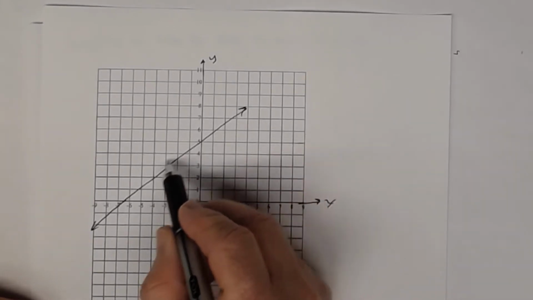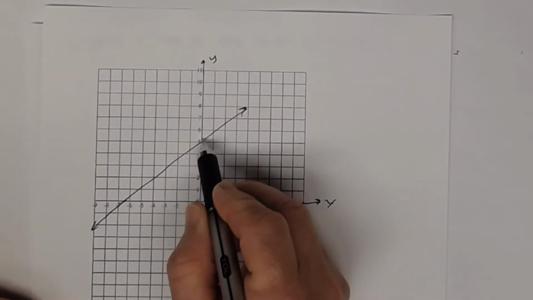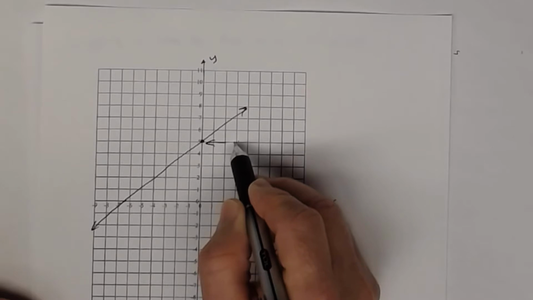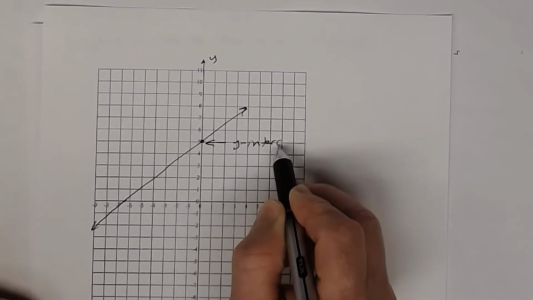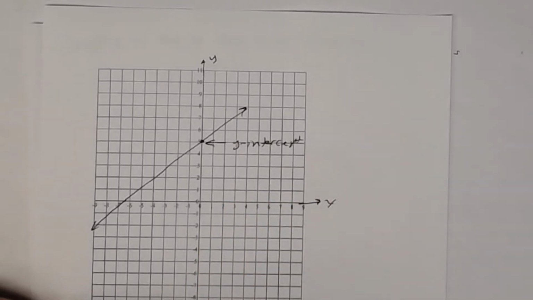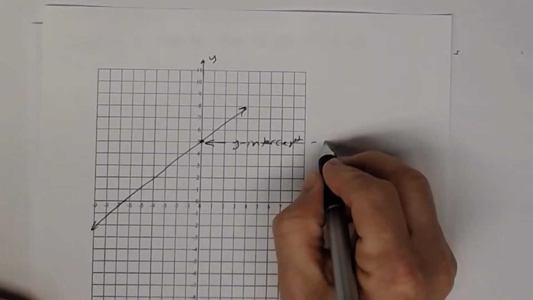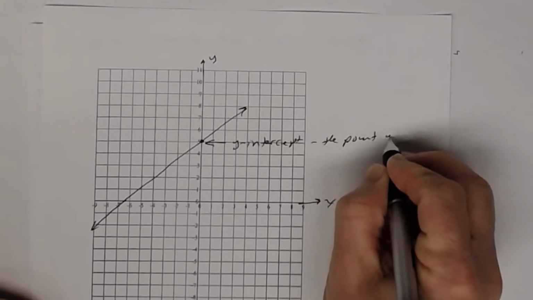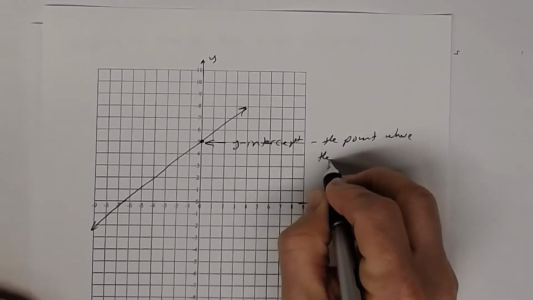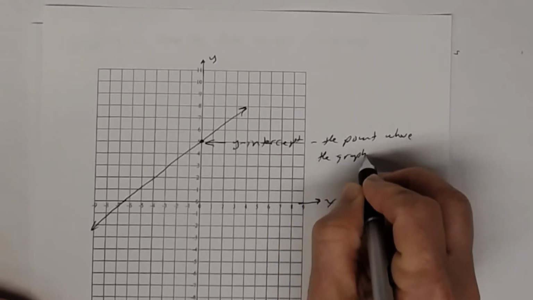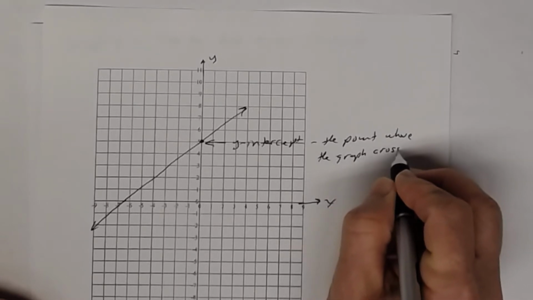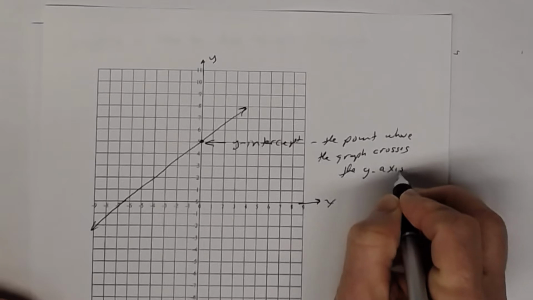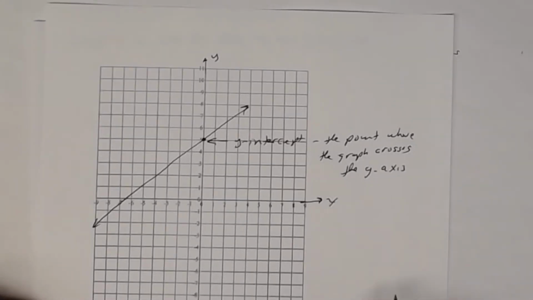So you see where this line right here intersects this y-axis here? That point is called the y-intercept. All right, so that point's called the y-intercept. So remember, the y-intercept is the point where the graph crosses the y-axis. Okay, so that's the y-intercept.